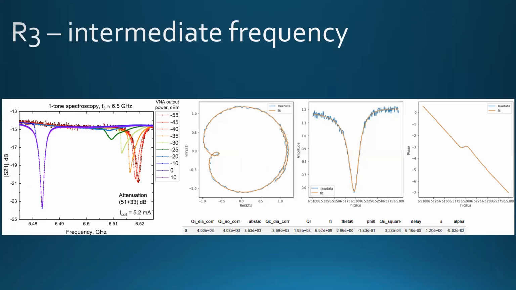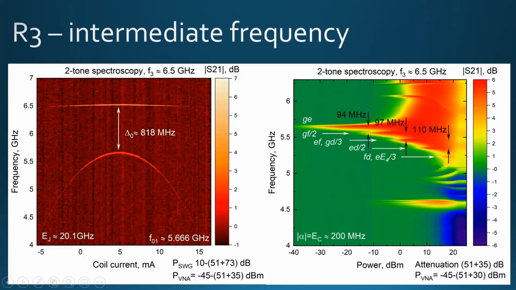So these are the fitting results. Again, the loaded Q is about 2000 and the internal Q is about 4000. Here is the two-tone spectroscopy.